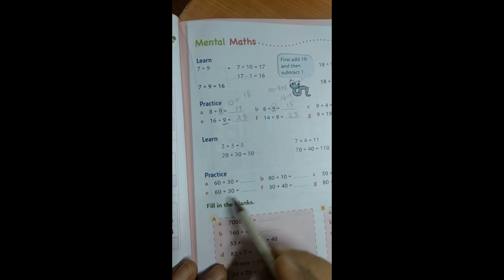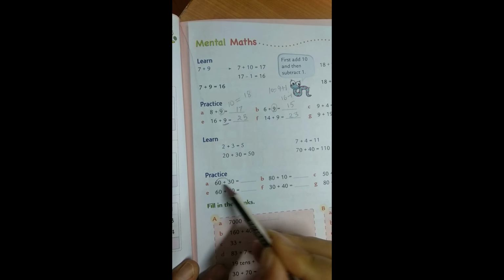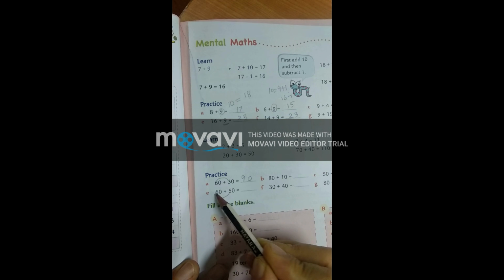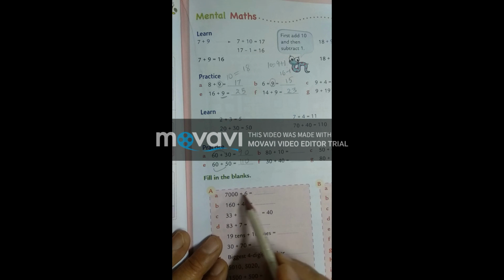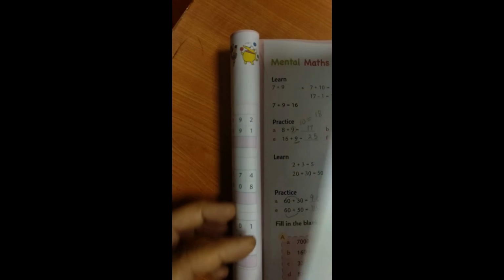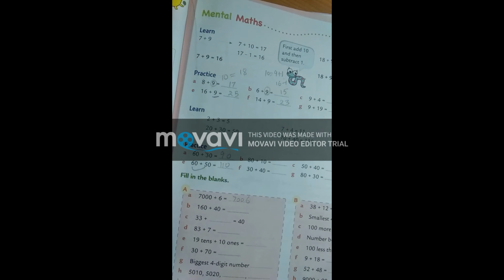Same way you have to do, this is easy practice. 6 plus 3 is 9, and 0 plus 0 is 0. 5 plus 6 is 11, and 0 you can write as it is, and fill in the blank. 7000 plus 6, 7006. So I think you can do all these parts. Page number 46 and 47 you have to complete in the book. This way your chapter 2 is over.